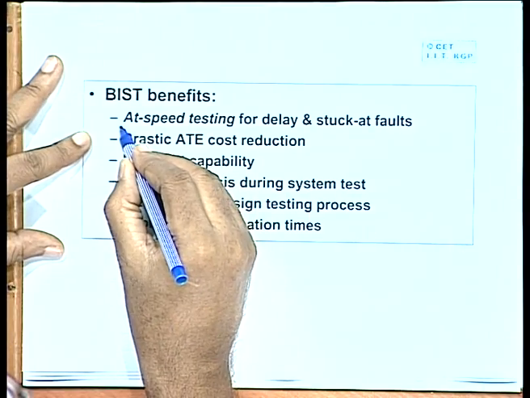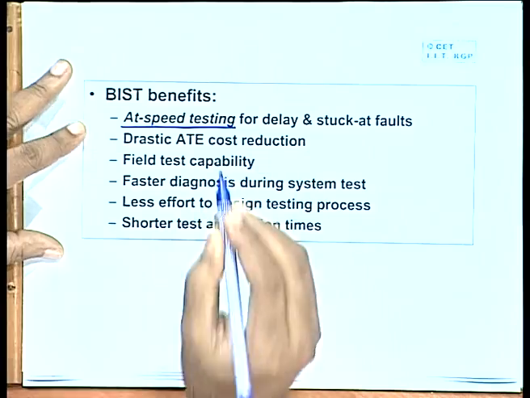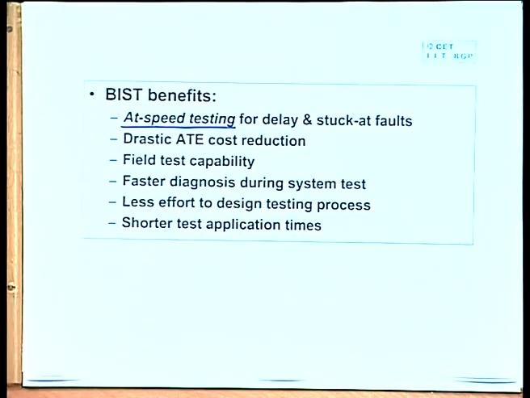Now, the most important advantage you gain is that you can test the circuits at the full operational speed. If the circuit is designed to work at a frequency of 2 gigahertz, your test pattern generator and compressor can also work at 2 gigahertz.